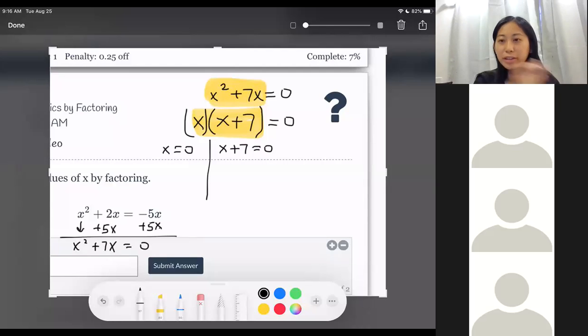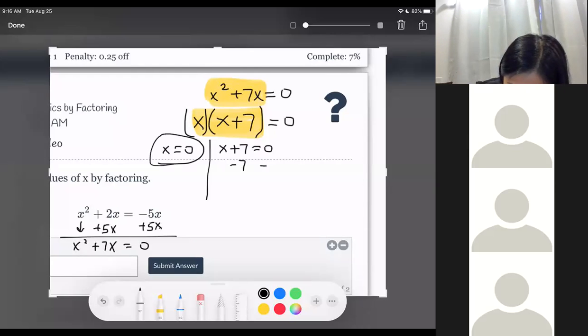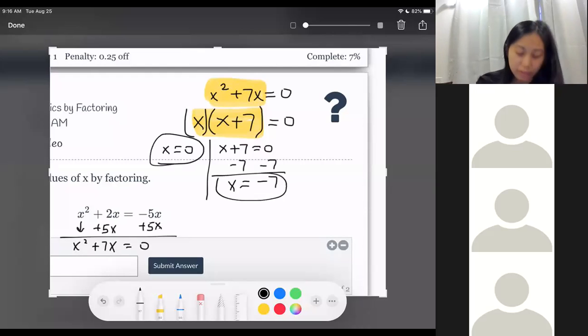Okay, so let's work on the left-hand side first. Solving for x. Done. It's already solved because x is already by itself. You don't have to add anything or subtract anything. X is just there already. So that one was simple. Now for the right-hand side though, it's x plus 7. So you got to get rid of that 7. Minus 7, minus 7. X equals negative 7. That's our other answer. Do you guys have any questions on this?